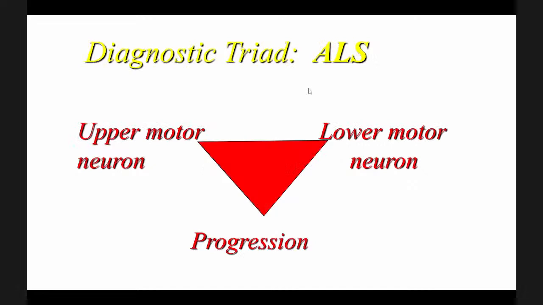So there is a diagnostic triad of ALS, that is upper motor neuron, lower motor neuron, and the progression is very rapid. So if somebody asks you in a viva what is motor neuron disease, you may say amyotrophic lateral sclerosis is the most common variant, and there is a feature of both upper motor and lower motor neuron type of signs and symptoms.